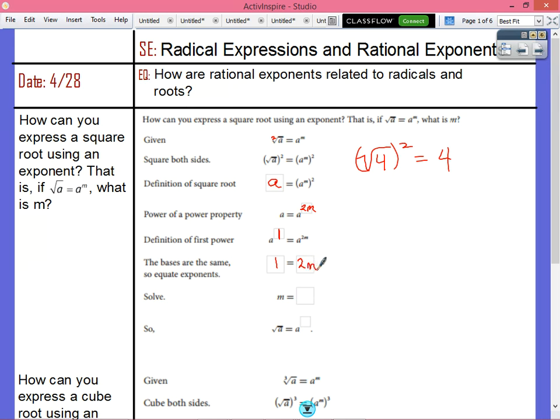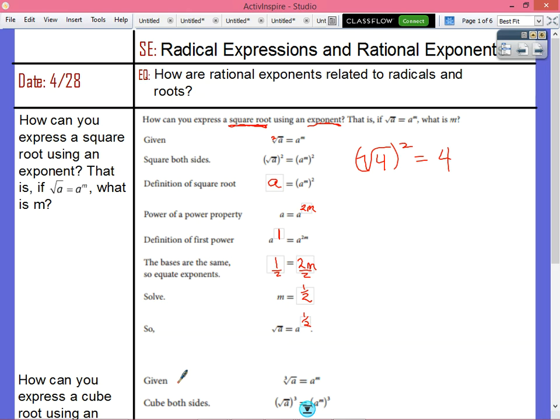Okay, well, what do we need to do to solve for m there? Well, we need to divide both sides by 2, and then m would equal 1/2. So the square root of a is equal to a to the 1/2 power. In other words, if we have something that's a square root, then that's the same as having it written as an exponent of 1/2. The square root of a is equal to a to the 1/2 power. Okay?